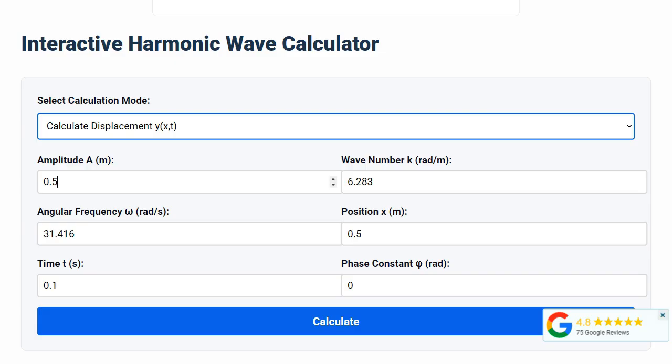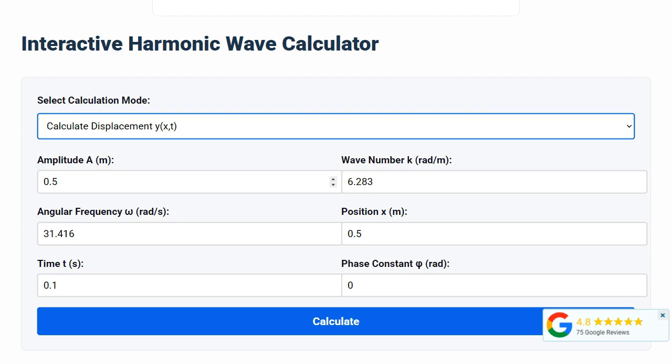You'll also need to provide the position along the wave where you want to calculate displacement, and the time instant for your measurement. Optionally, you can include a phase constant if your wave doesn't start at 0. Once all values are entered, click the Calculate button.